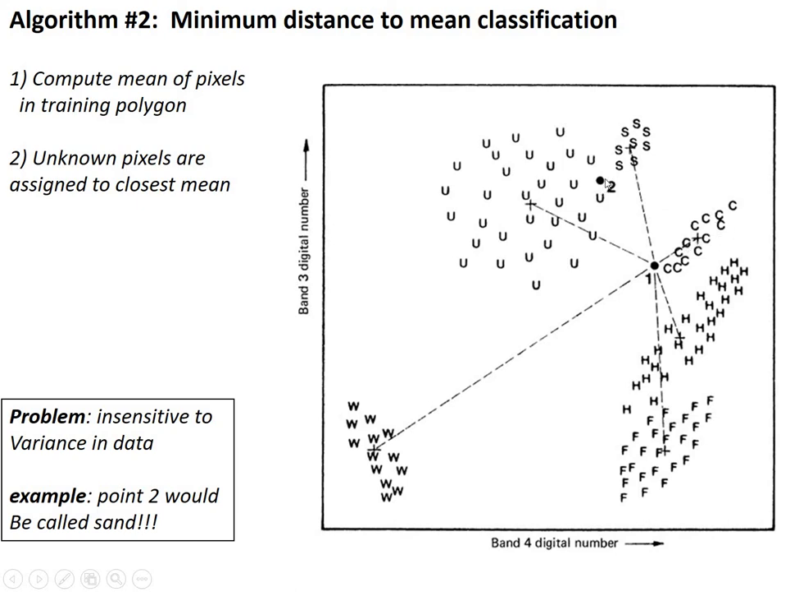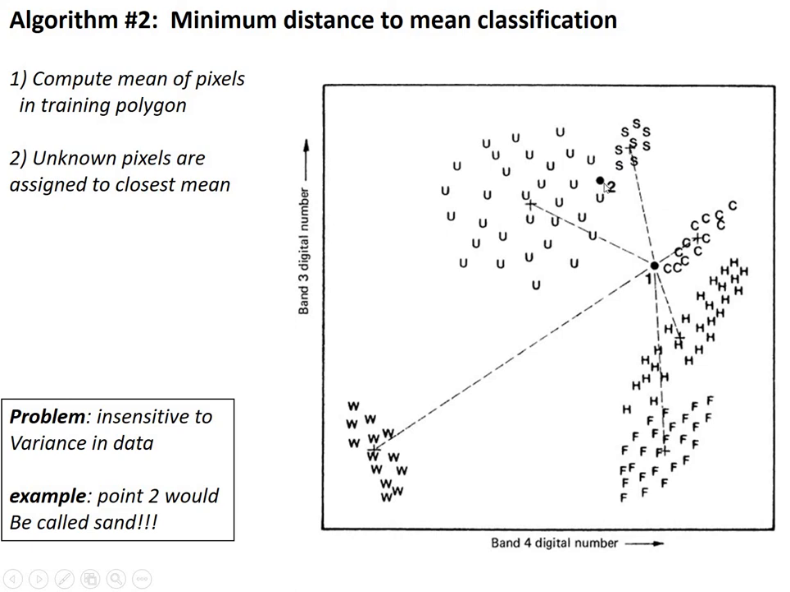All right, let's look at another one. Here's another point, number 2. Now this one's a little trickier, right? And this illustrates the weakness of this method. It clearly falls within the urban group, right? But because it's on the outlying edge of the urban group, it actually is closest to sand, S. So this would actually be classified as sand, and really that would probably be a misclassification.